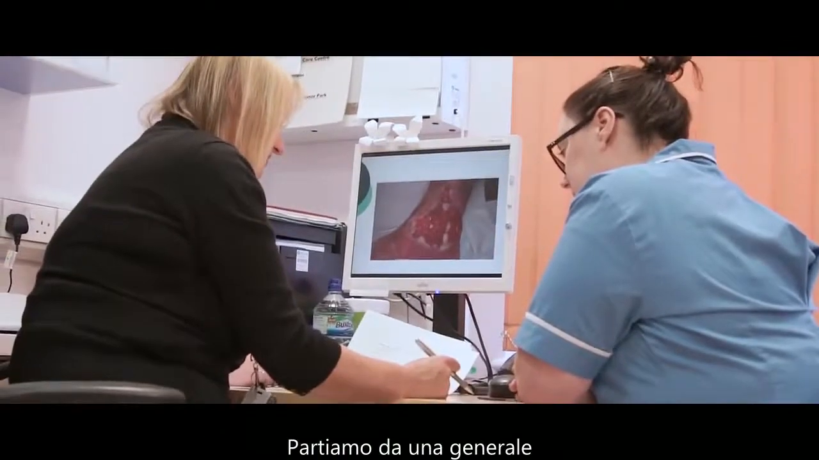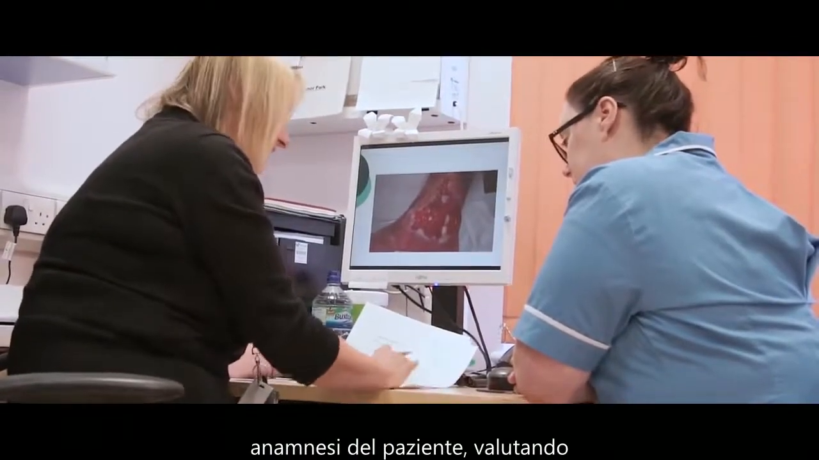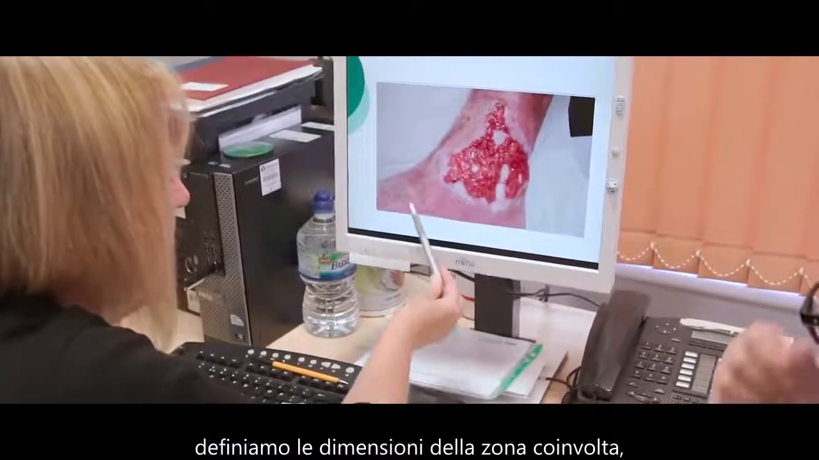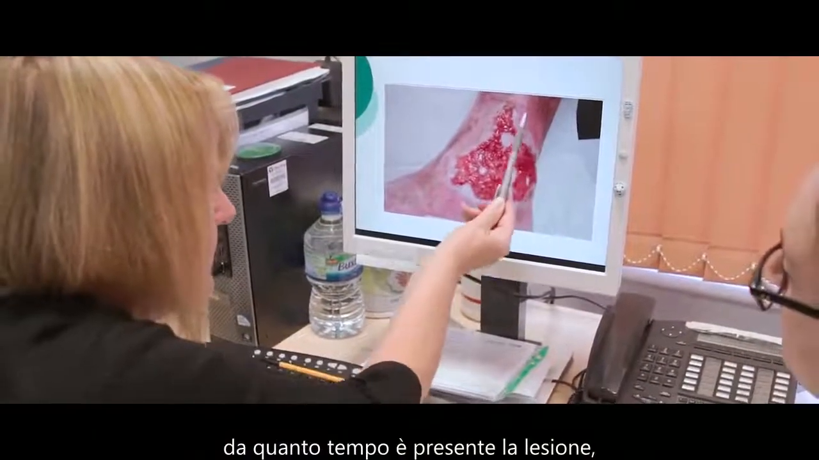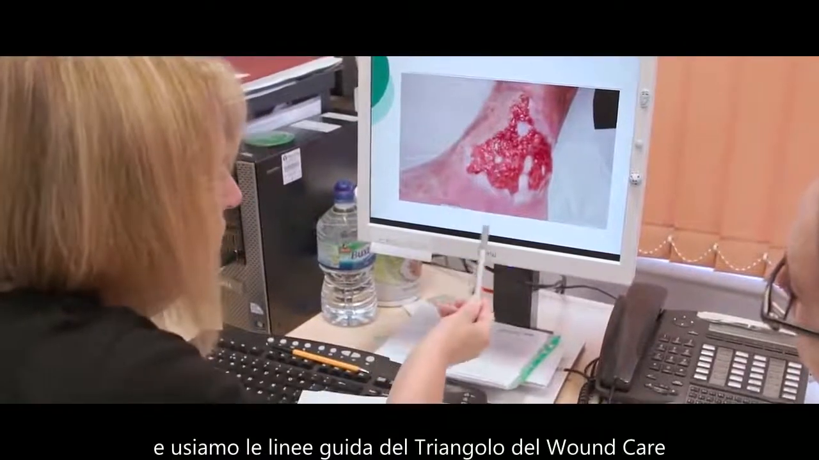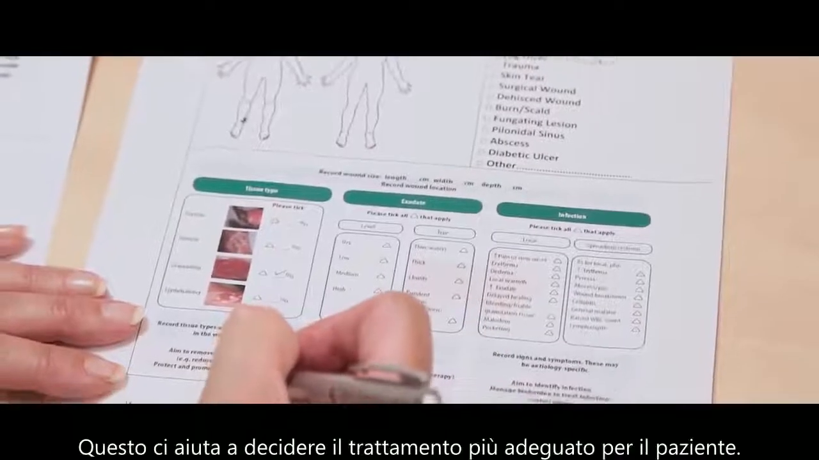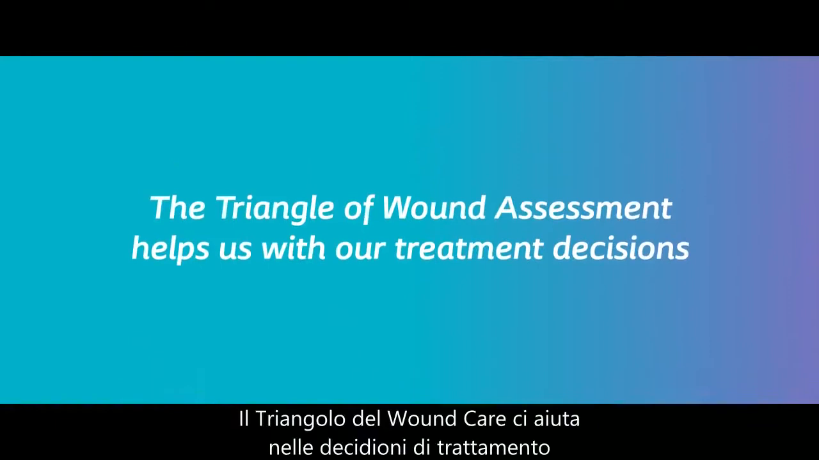We start with a general assessment of the patient, looking at the underlying etiology of the wound and any factors that may impact on wound healing. We also look at the impact of the wound on the patient psychologically, and we look at their social circumstances, because all of that will impact on wound healing. We then do a more detailed wound assessment, looking at the size of the wound, the duration of the wound, and we use the framework from the triangular wound assessment to assess the wound bed, the wound edge and the peri-wound skin. This helps us and informs our decision making and our treatment plan for the patient.